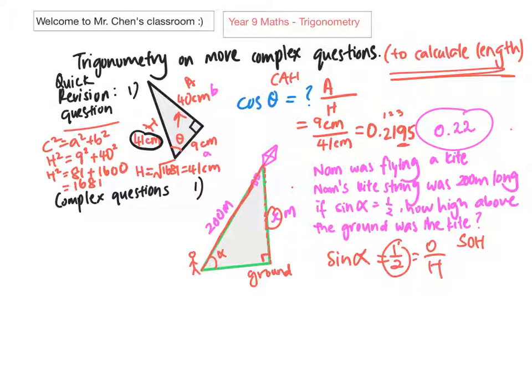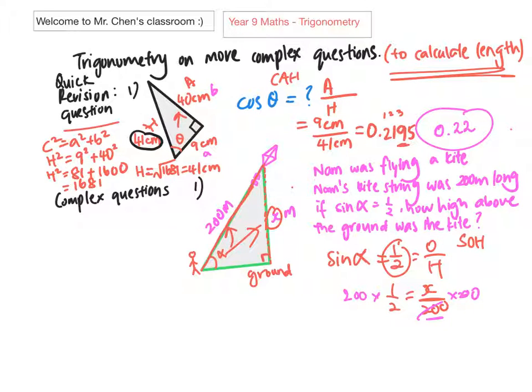So we don't know x, from here we know the opposite is x, and we know the hypotenuse h is 200 meters. So pretty much 1 divided by 2 equals x divided by 200. Okay, so now you just need to solve for x. If you divide by 200, you have to multiply by 200 to get rid of this 200, and you have to do it on both sides. Okay?